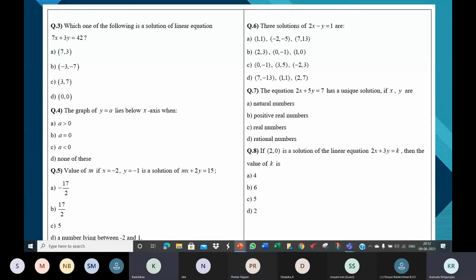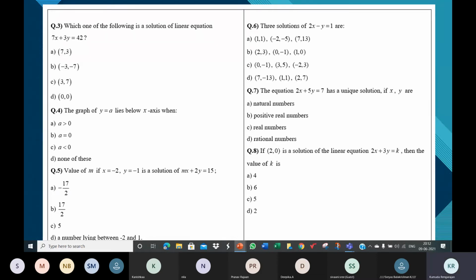Ma'am, no, ma'am, it is D only, ma'am. Because if C is the option, then irrational number cannot be, ma'am. No, you're saying if x and y are rational numbers, they'll have a unique solution. Okay, the meaning of unique solution is they have only one solution. It contradicts the fact that they have many solutions, right? Every linear equation in 2 variables x and y has infinitely many solutions. But here it's given this equation will have a unique solution, that is only one solution.